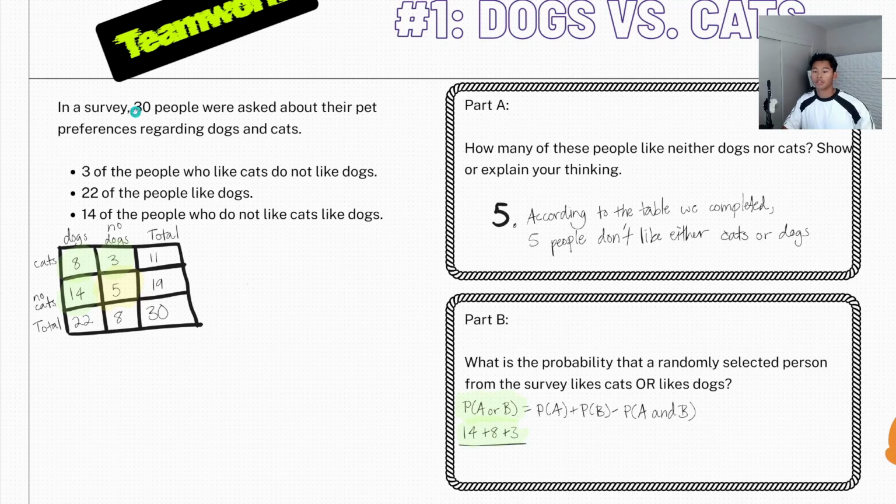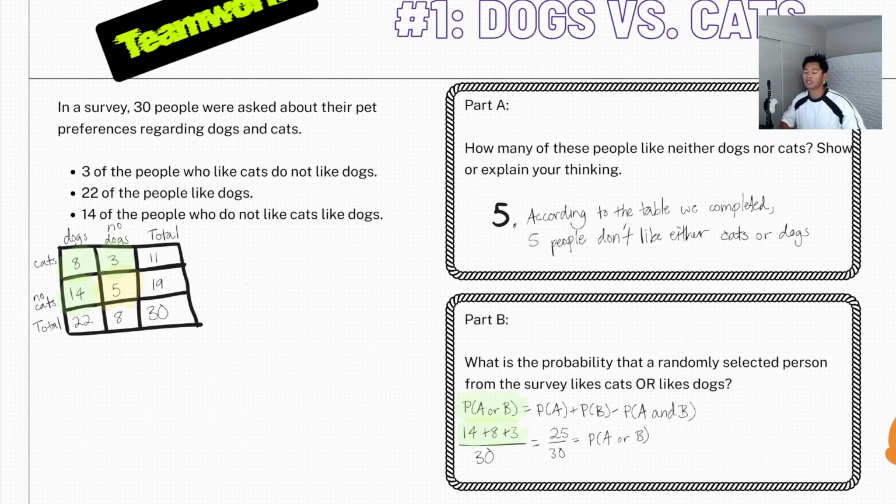Well, the first sentence told us there were 30 people surveyed, and right here in the bottom right of our table, there were 30 people surveyed. Okay, so now I just do my math. 14 plus 8 would be 22. 22 plus 3 would be 25. So I have 25 out of 30. That is the probability of A or B.